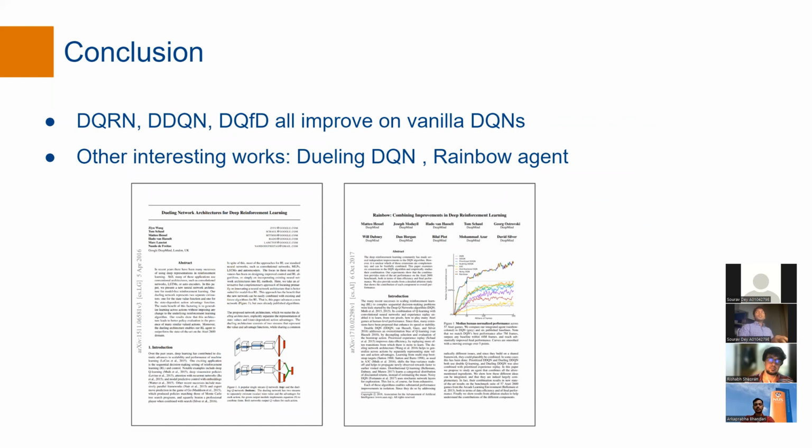So we can see that in addition to these papers, there has been a multitude of other interesting works done in the recent past, for instance, dueling DQN and Rainbow agents, which also try to improve on specific limitations of the original DQNs developed by Google in 2015. And so there's lots of interesting work there that we can look into in the future. And this concludes our presentation.